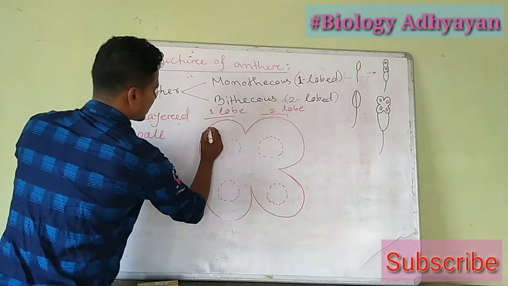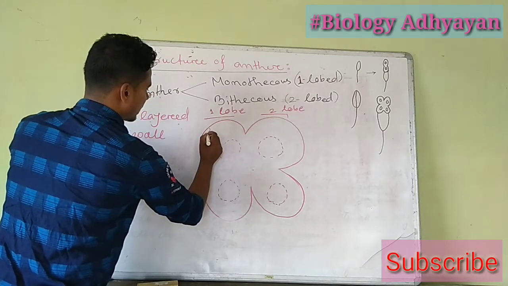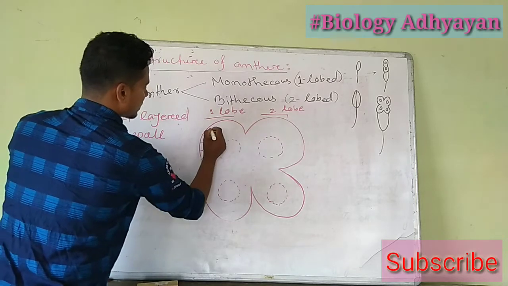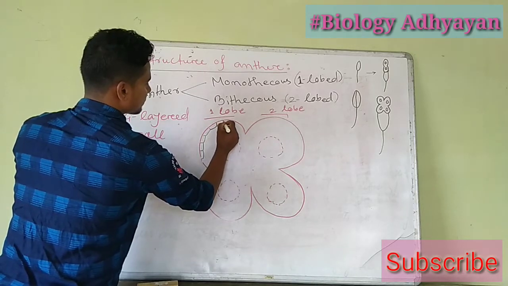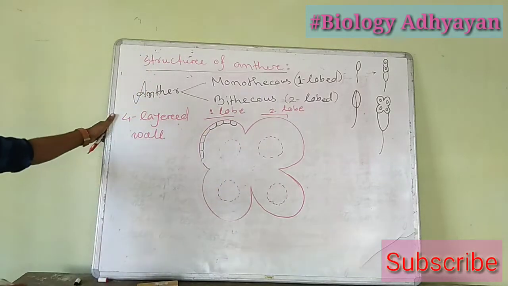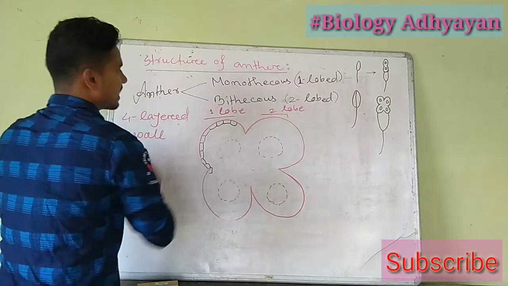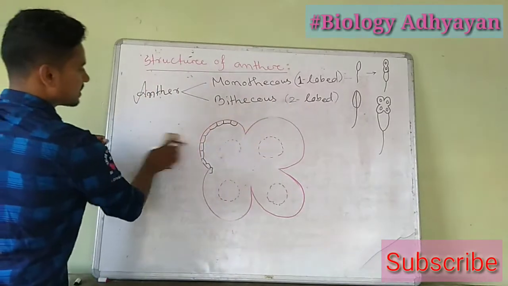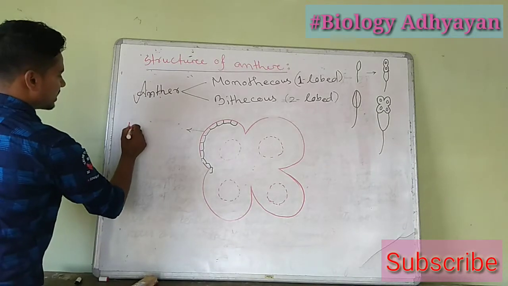You see, this is the first layer. If we draw the cells of the first layer, it will look like this. The first layer is of a single cell, that means these cells remain in this manner. This layer is known as the epidermis.